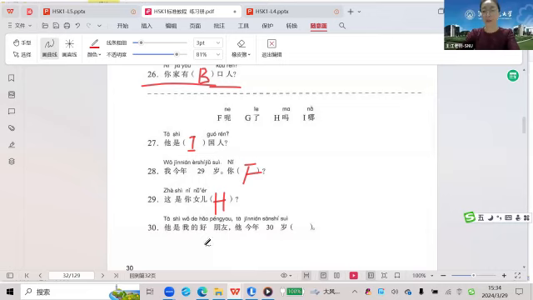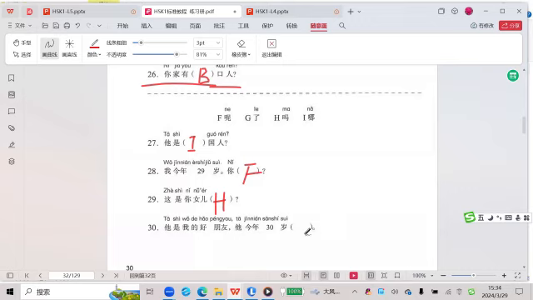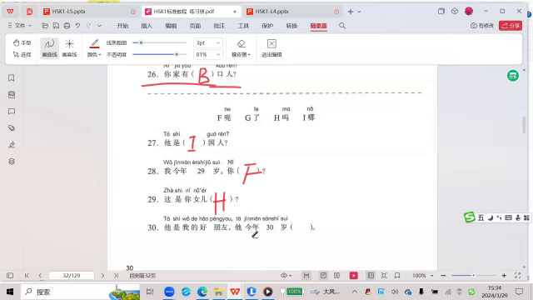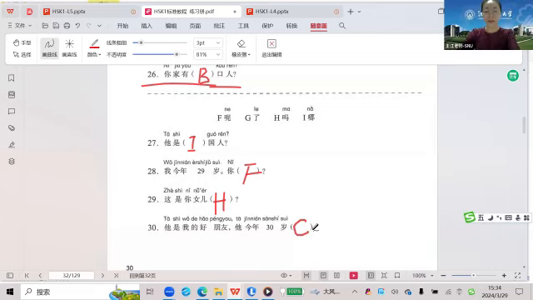Okay, the last one, number 30. You can speak aloud. 他是我的好朋友，他今年30岁了。 Okay, G. 了 is used at the end of the sentence to indicate a change, the occurrence of a new situation. 他是我的好朋友。 He is my good friend. 好朋友, good friend. 他今年30岁了。 He is 30 years old this year.